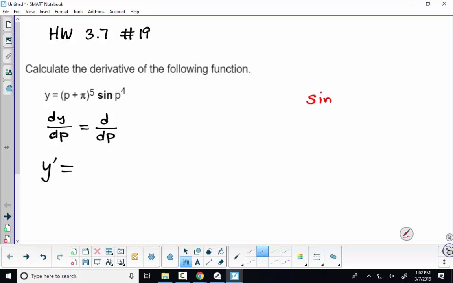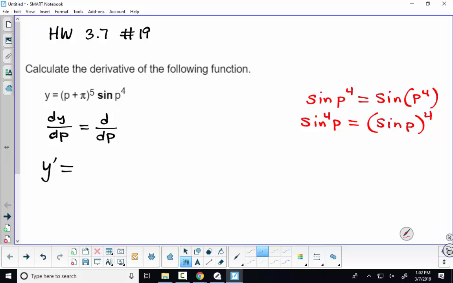So take note of the different notations here. If they write sine of p to the fourth, what they mean is sine of the quantity p to the fourth. Whereas if the power is attached to sine, like sine to the fourth p, that means sine of p, and then that whole quantity raised to the fourth. The notation's kind of weird how they decided to put the power next to the function, but that's what it means. So this is sine of p to the fourth.